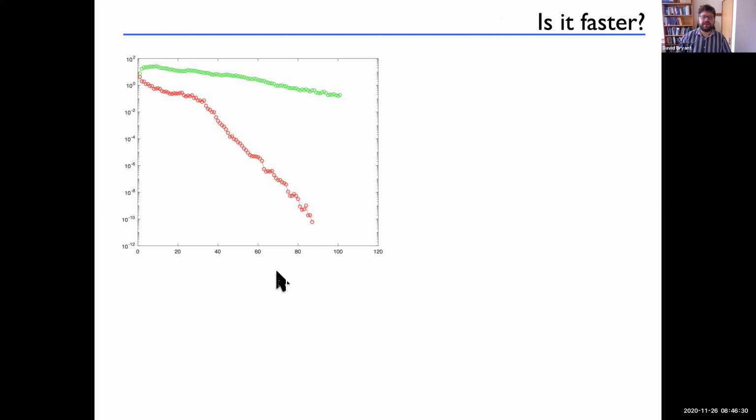Okay, so is it faster? So here's the old algorithm, and this is just for one of the least squares for a very synthetic version of the problem. And we've got error here on a log scale.